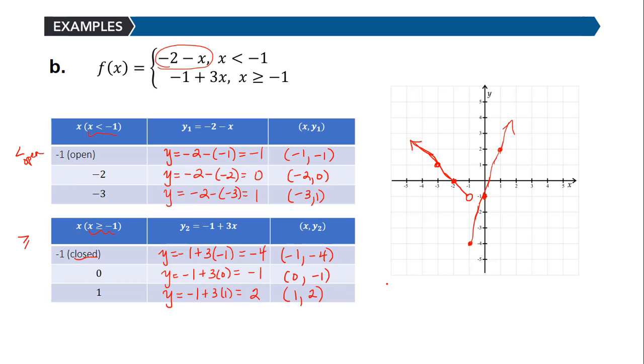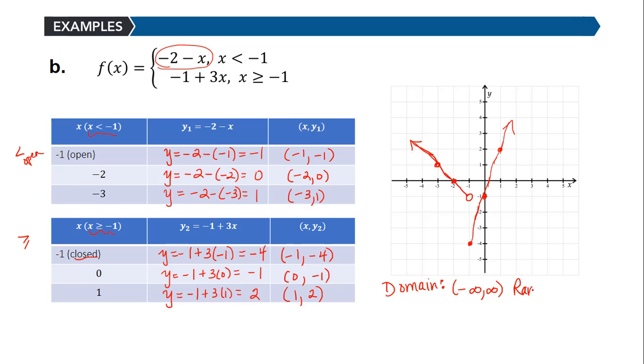What is my domain? It goes to the left, extends infinitely to the left to negative infinity. The first piece stops at negative 1, not including it, but the second piece picks up at negative 1, including it, and continues to the right. So that actually covers all real numbers, negative infinity to infinity.